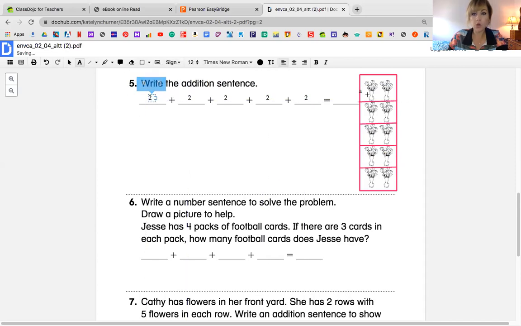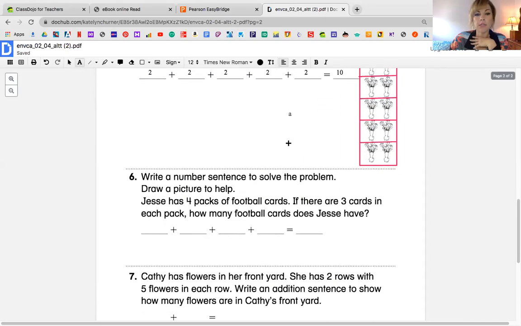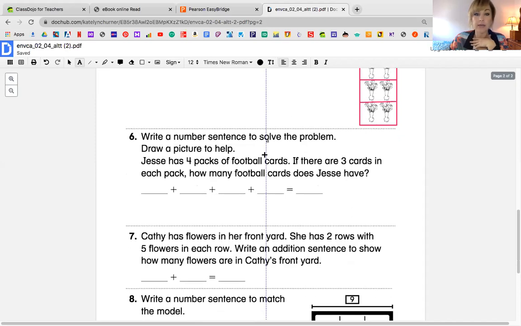Okay, and in total, I can count it up by 2, 4, 6, 8, 10. So a total of 10. Okay, so that would be my answer for number 5. Number 6, I want you to make the array for 6, 7, and 8.